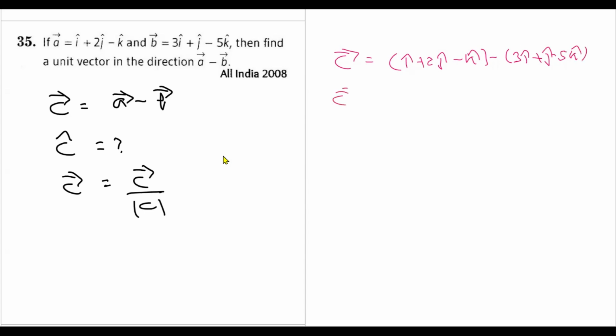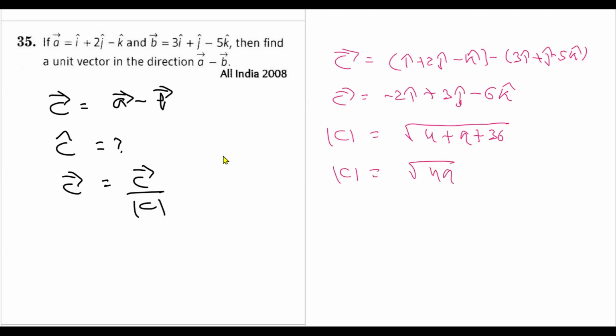Now simplifying this, I'm getting 1 minus 3, which is minus 2i, 2 plus 1, which is 3j cap, and minus 5 and minus 1 will give you minus 6k cap. Now, we have to get its magnitude as well: under root 2 square, which is 4, plus 3 square, which is 9, plus 6 square, which is 36. So C magnitude is under root 49, which gives C magnitude as 7.